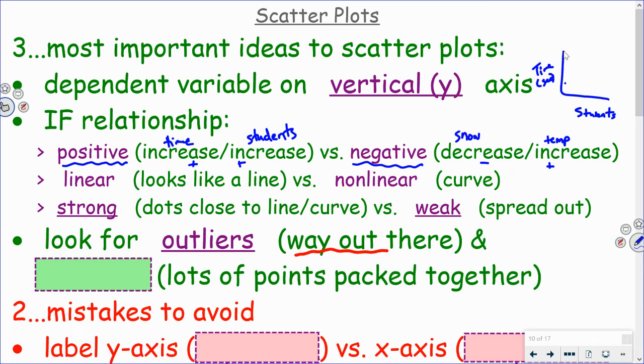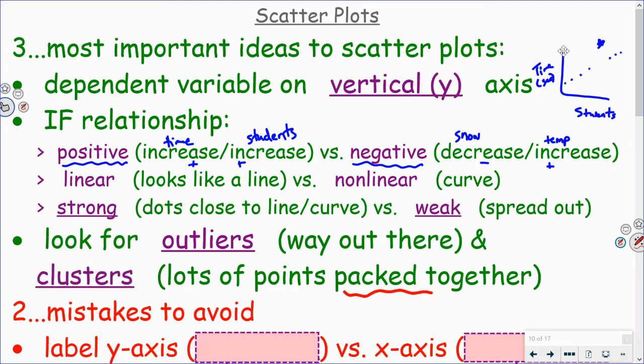Remember, Mr. Callan, klutz that he is, dropped the book at one point. So that data exists, but doesn't really belong. Meanwhile, if you find points that are packed together, we call those clusters of data values.